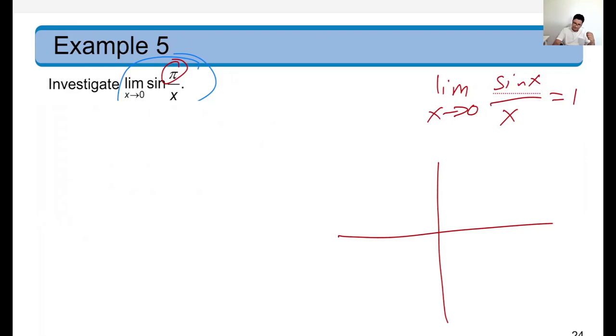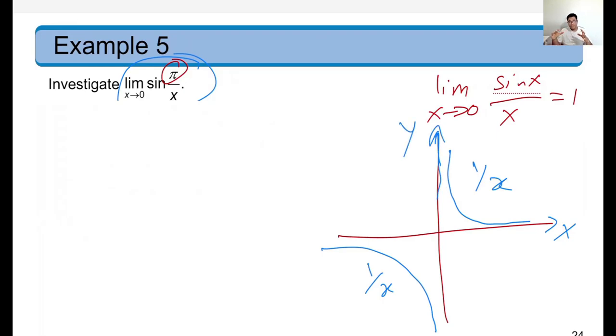Recollect the graph of 1 over x. That's the graph of 1 over x on the left side and the right side. X-axis here, y-axis here. As x gets closer to 0, 1 over x will be going to plus infinity on the right side, minus infinity on the left side. And when that happens, the values of the sine will be switching between 1 and minus 1, right?